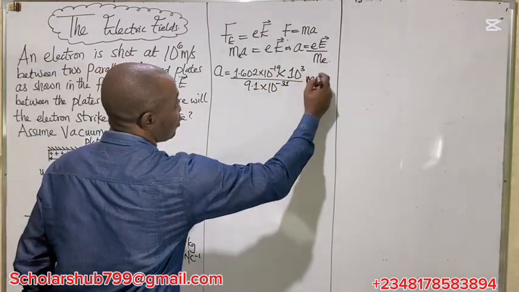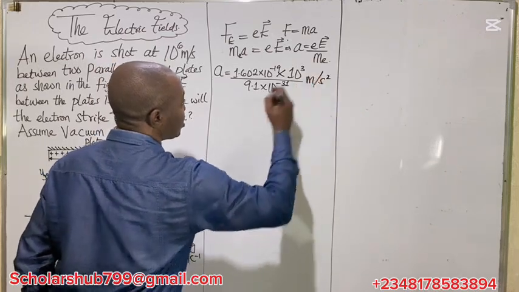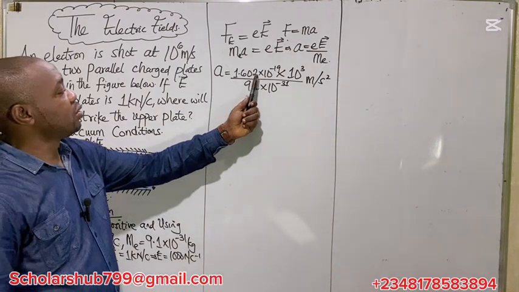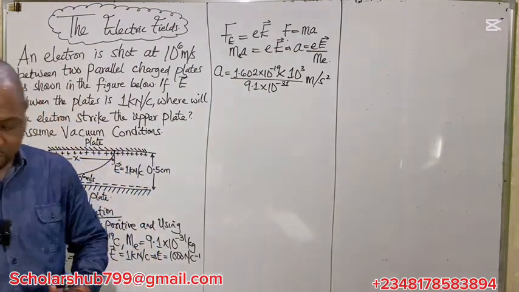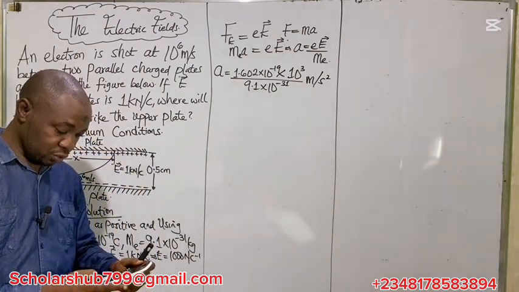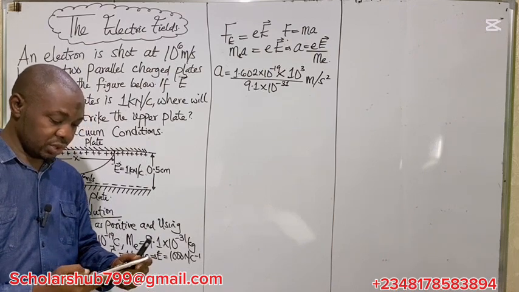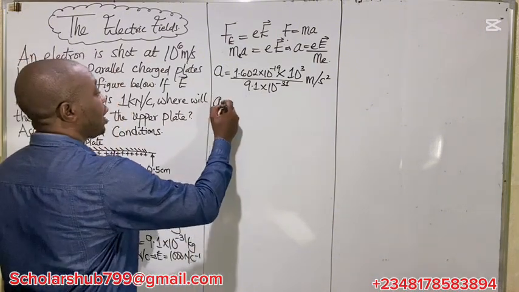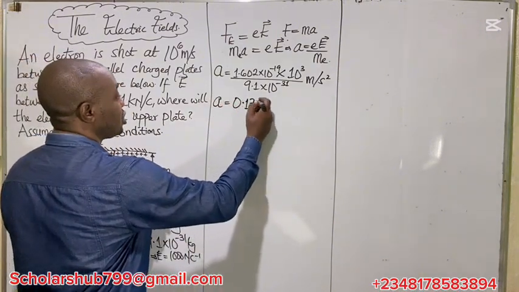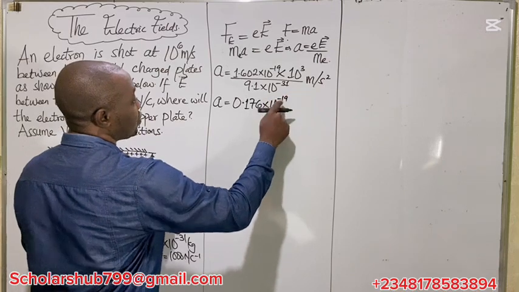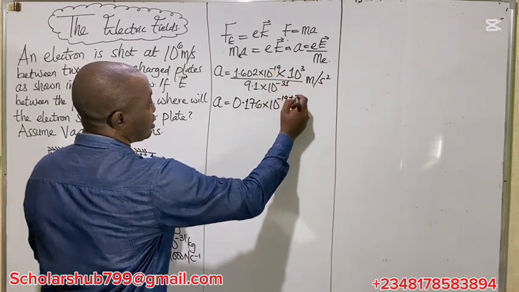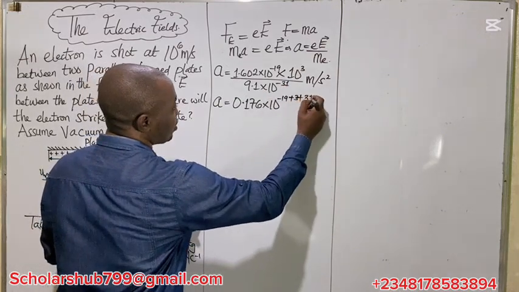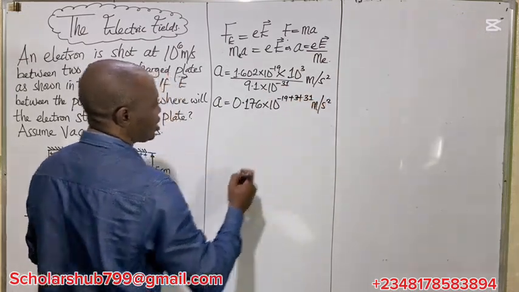Now the unit of electron acceleration is meters per second squared. All right, so now let's divide 1.602 by 9.1. Okay, so what is 1.602 divided by 9.1? Okay, that will be 0.176. So acceleration equals 0.176 multiplied by 10 raised to the power of negative 19 plus 3. Then this will also be added to the powers of 10, so that will be plus 31. Then we have meters per second squared.